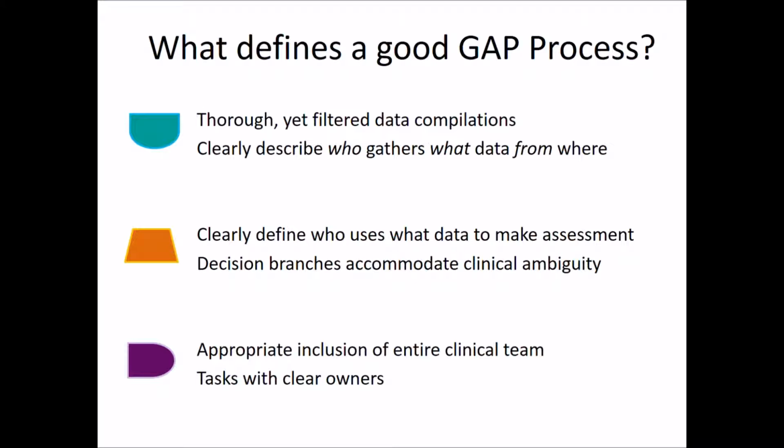It's also important to build your process map in a way that accommodates clinical ambiguity. In other words, there's not always going to be just a yes or no answer to your assessment question. Sometimes you'll need, for instance, a monitor loop when the answer to your assessment is not yet clear and you need to perform a step in the meantime or gather more data, then reassess your question later. Finally, with regard to your perform steps, it's important that you appropriately include the entire clinical team and you define clear owners for every task so that things don't get dropped.